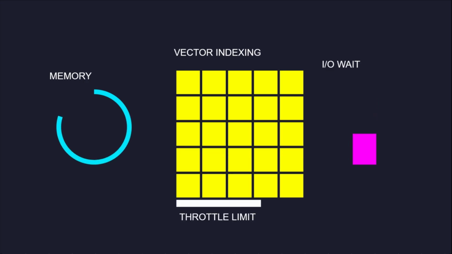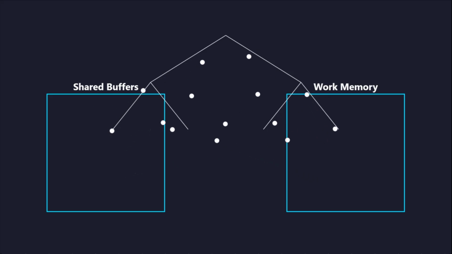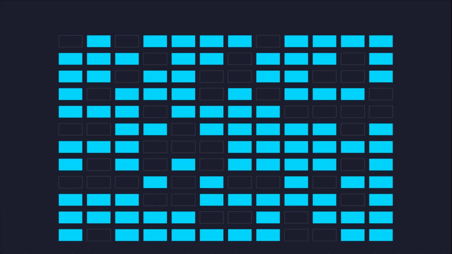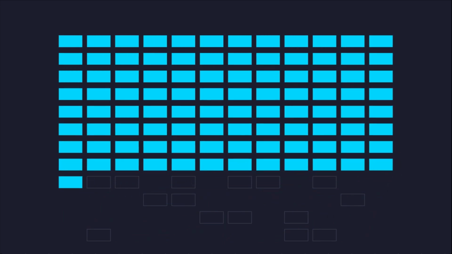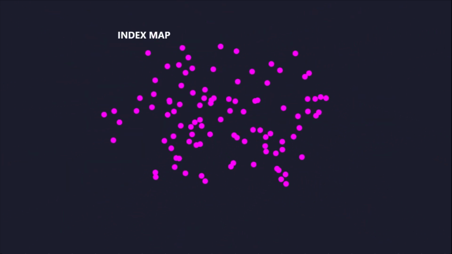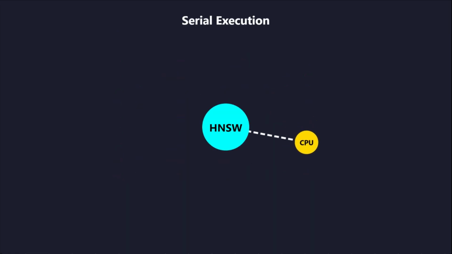Vector indexing is CPU-intensive and can starve other processes if not properly managed with resource limits. Increase your shared buffers and work memory settings to accommodate large vector operations. The database needs sufficient workspace to perform the complex sorting and clustering required for building hierarchical graphs. Regularly run the vacuum command to reclaim space from deleted or updated vector rows. For inverted file indexes, you may occasionally need to re-index as the data distribution shifts over time.